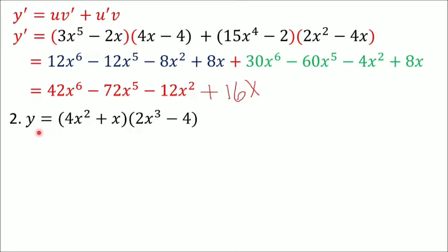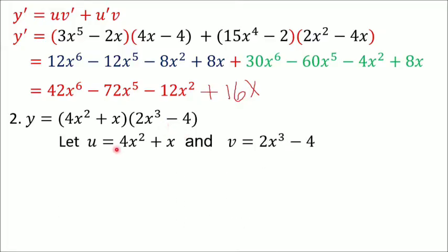Example number 2, we can have here y equals 4x squared plus x times 2x cubed minus 4. So, ganun din. Let u, ito yung ating u, and then ito yung ating v. Ayan, u, 4x squared plus x, and v, 2x cubed minus 4. And then, kunin natin ang derivative ng u and v na ito.